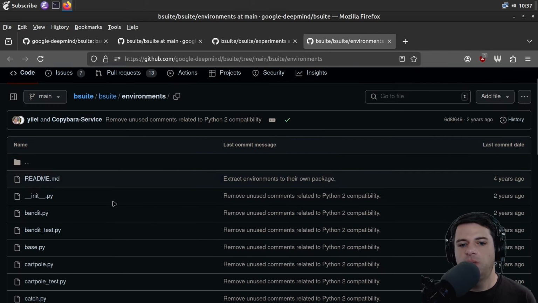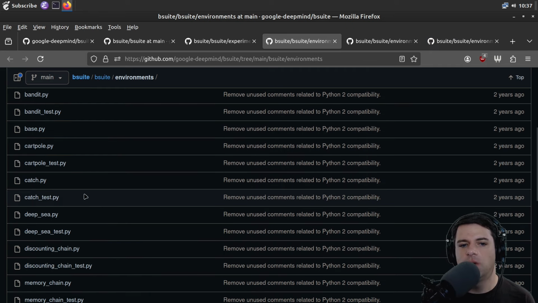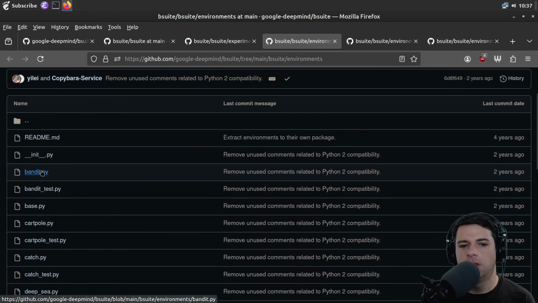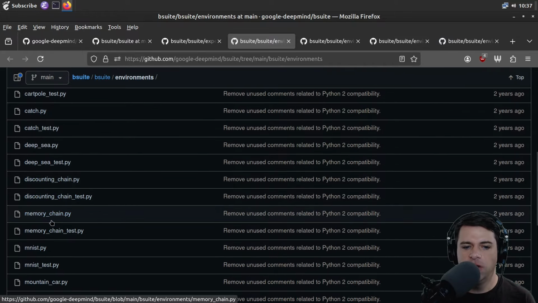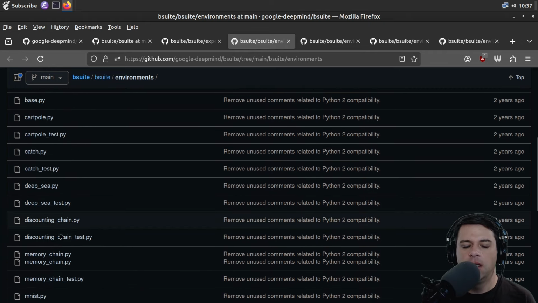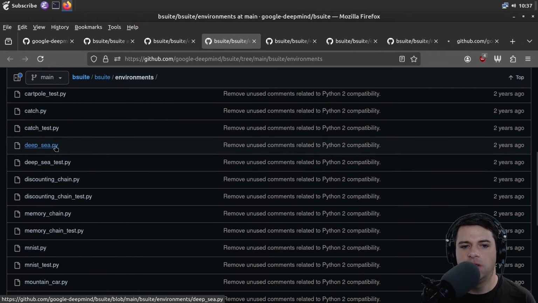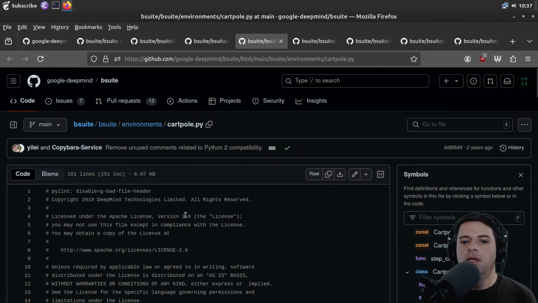Okay, so here's Bsuite environments. Cart pole is maybe the smallest one that has some interesting dynamics. Base, I forget what is going on. Bandit should be just a finite armed bandit. Memory chain, I don't really know. Mountain car. And umbrella chain. And deep sea, I think, is really simple. And so is catch. So let's take a look.